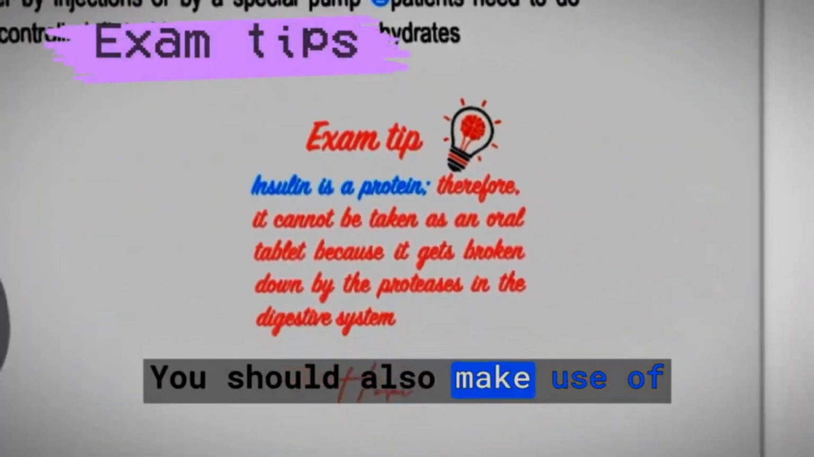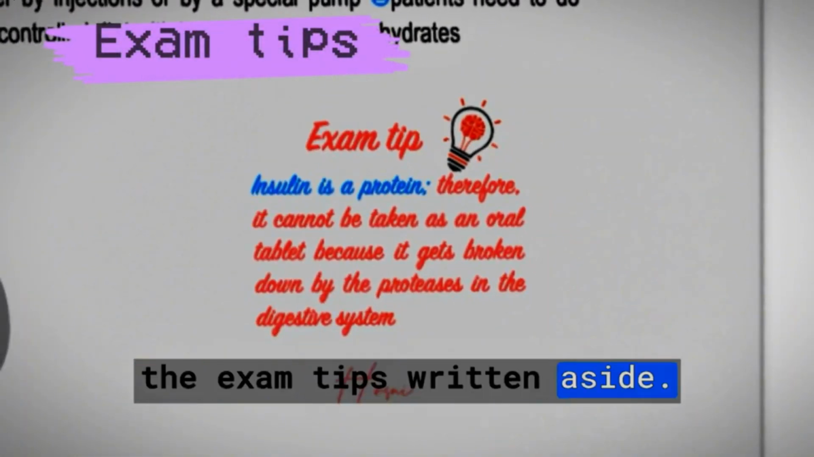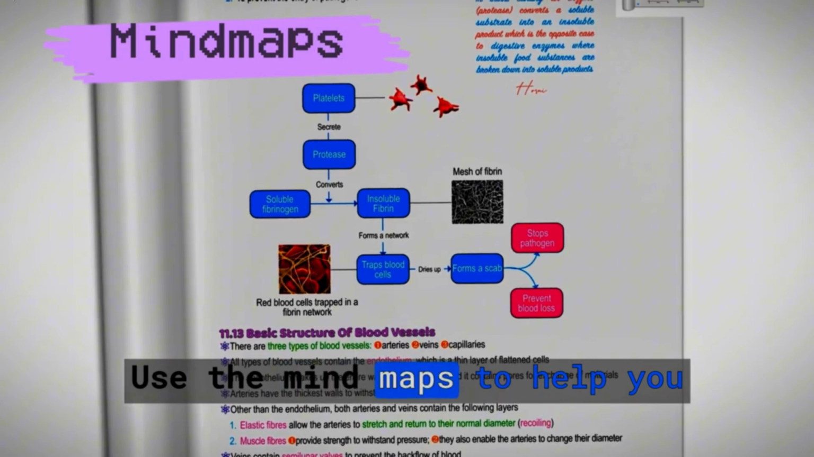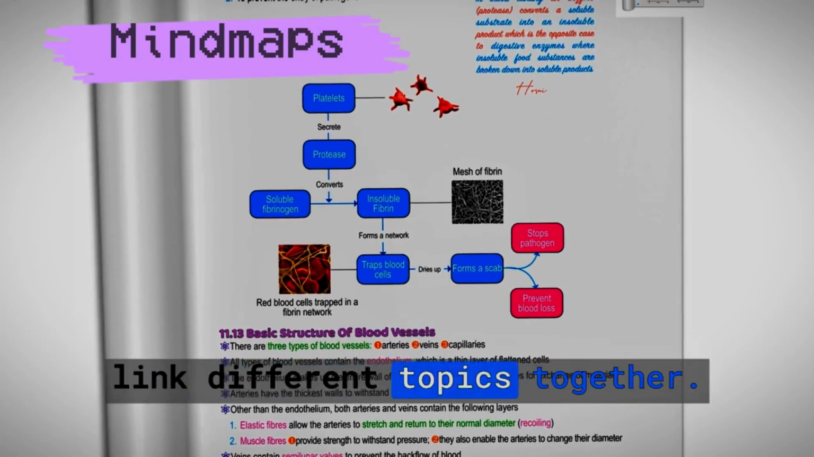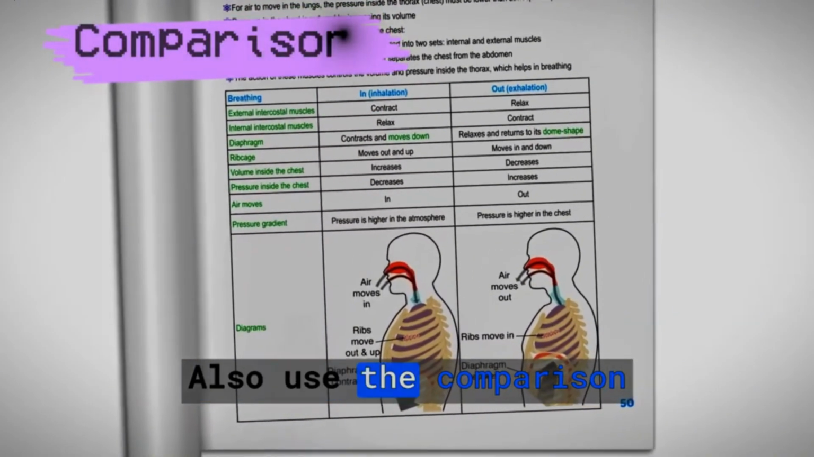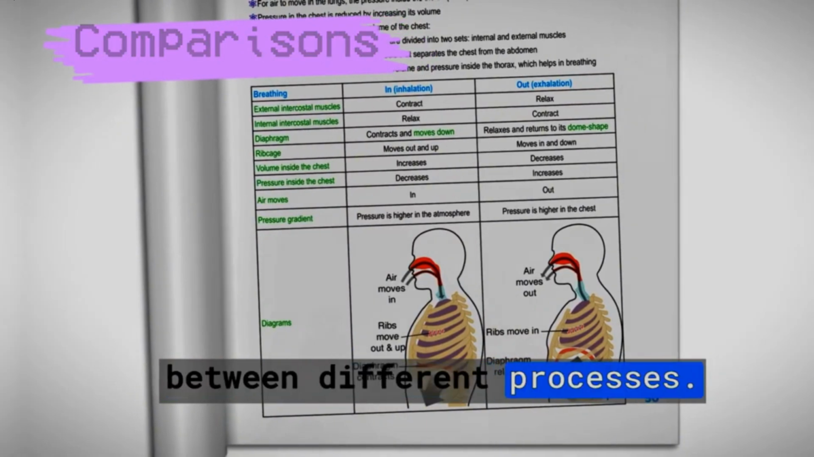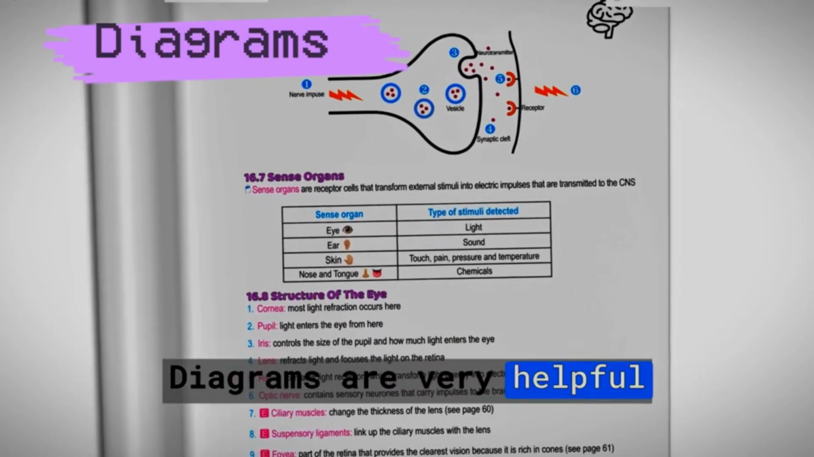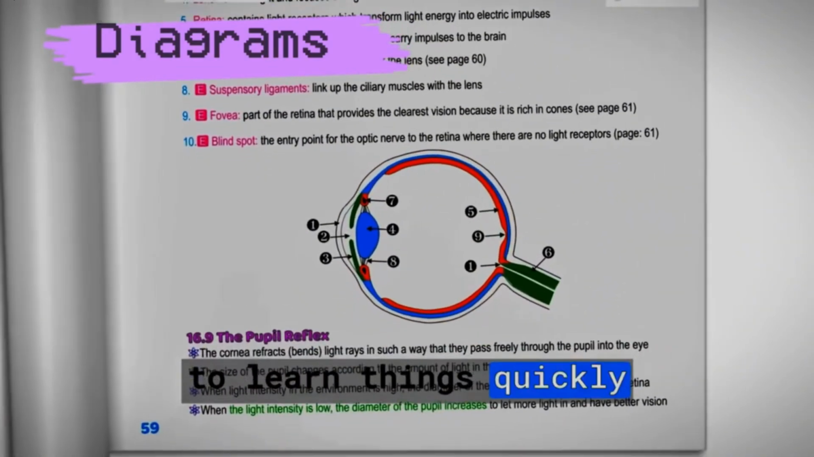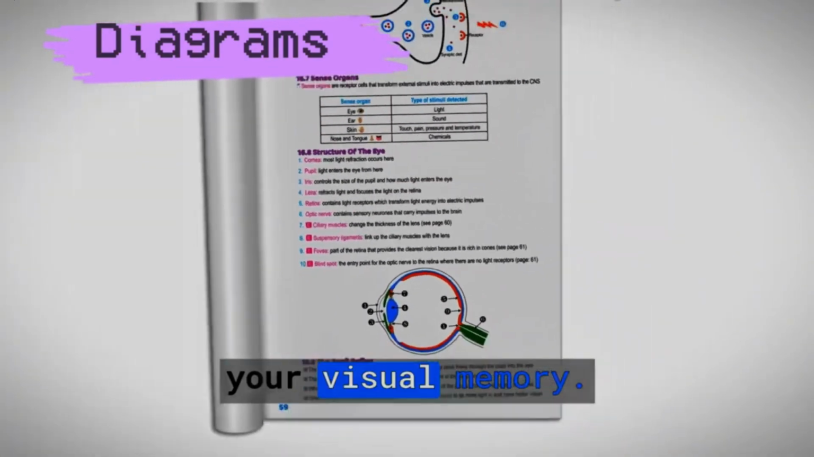You should also make use of the exam tips written aside. Use the mind maps to help you link different topics together. Also use the comparison table to help you distinguish between different processes. Diagrams are very helpful to learn things quickly because they stimulate your visual memory.